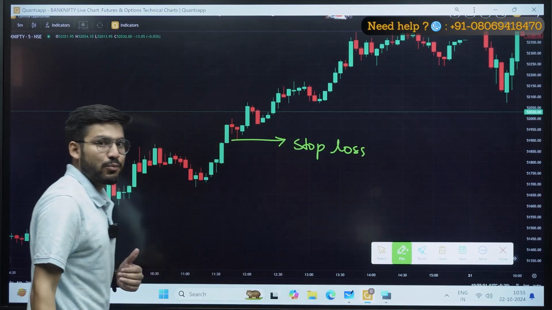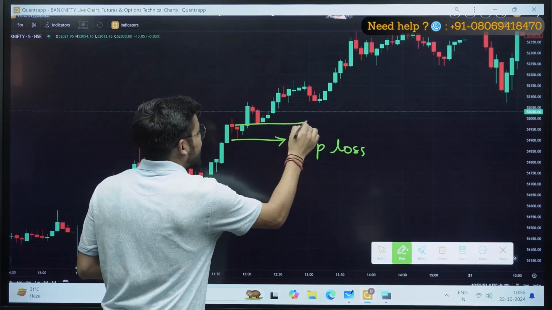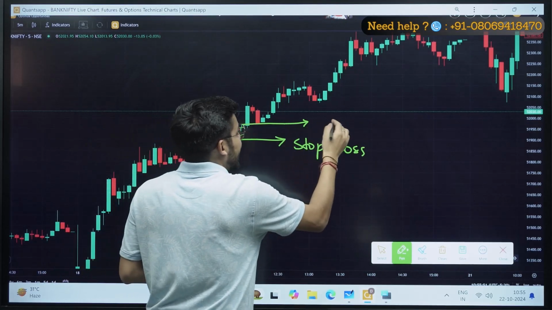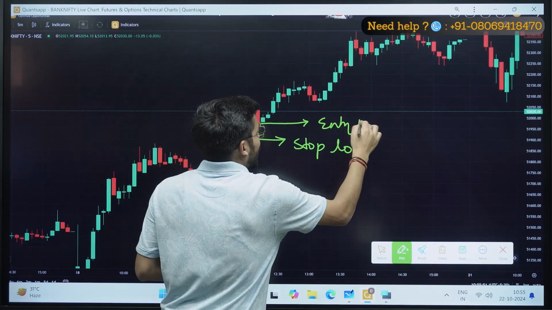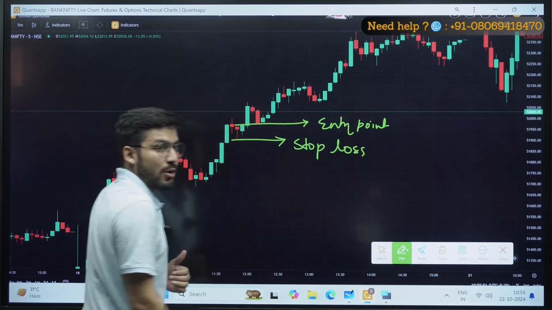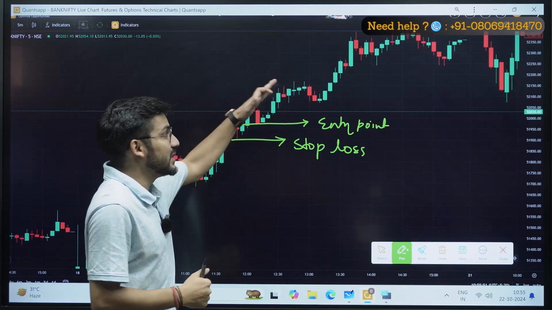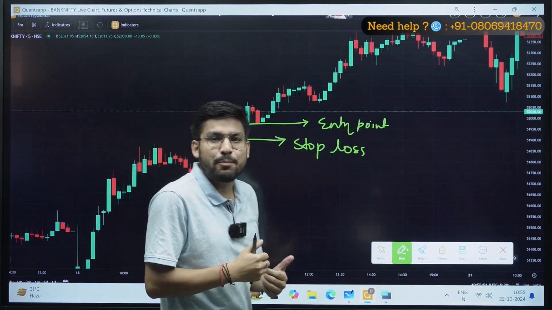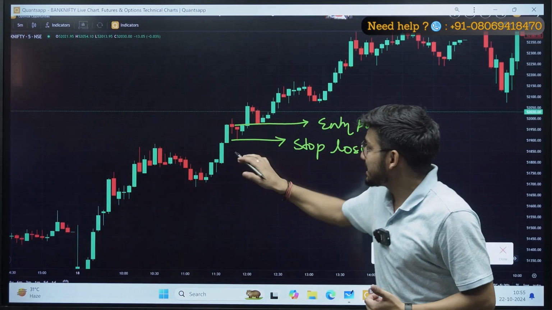Okay, what is the entry point? The higher point, or you can say the high of the bullish engulfing candle, will be my entry point. Okay, the swing low will be my stop loss, and then you can trade with it. Okay, and what should be the proper risk reward ratio? So this is the strategy.